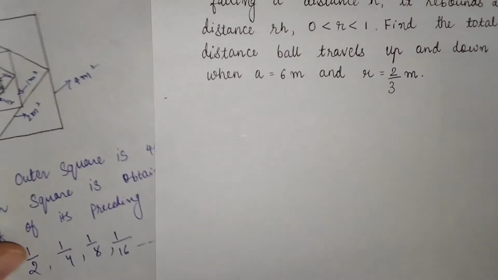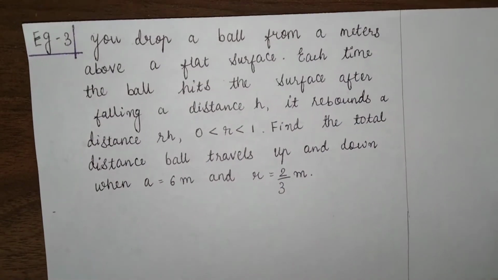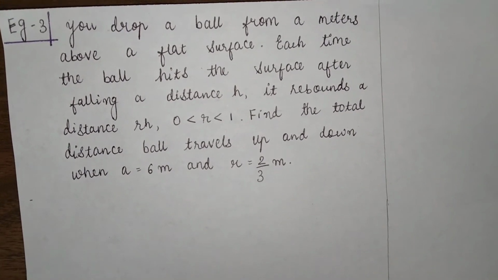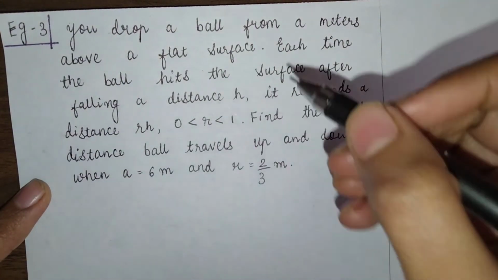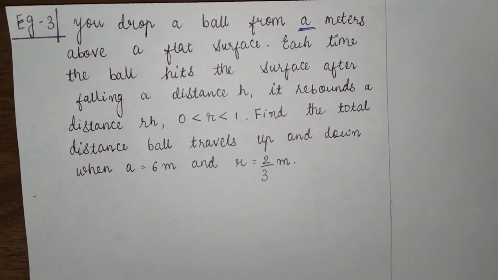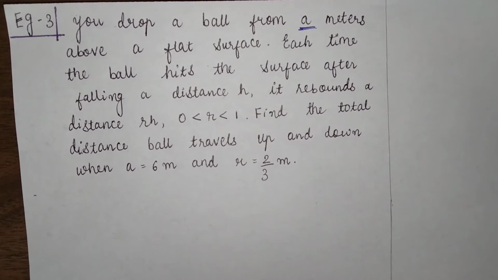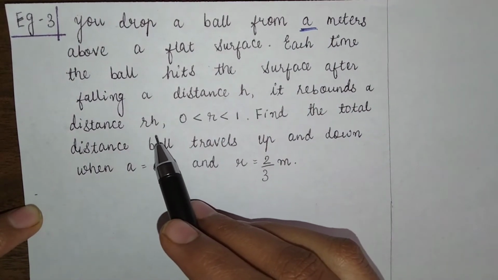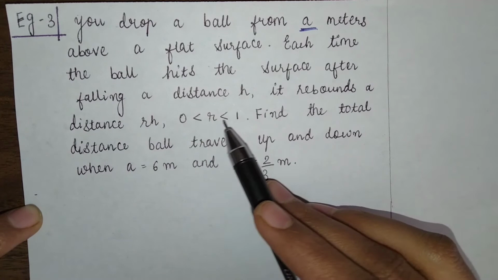Example 3. You drop a ball from a height of a meters above a flat surface. Each time the ball hits the surface after falling a distance h, so our distance is h, it rebounds a distance rh, where r is between 0 and 1.